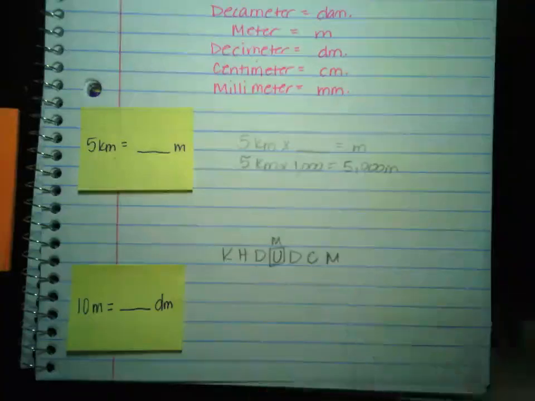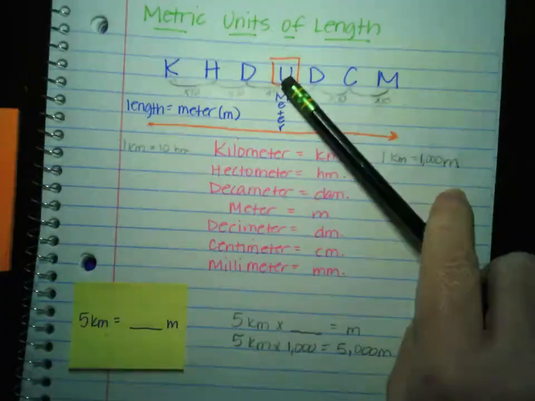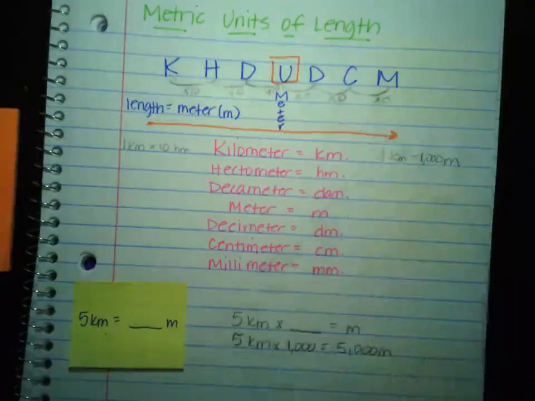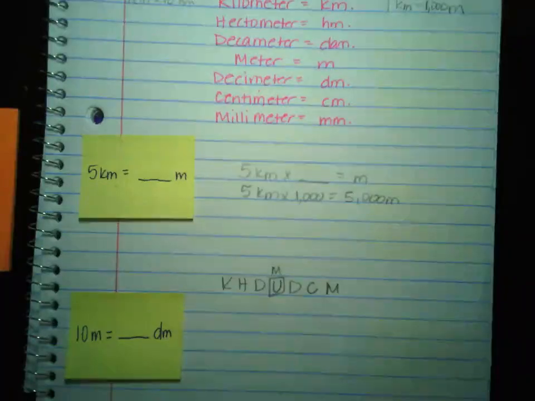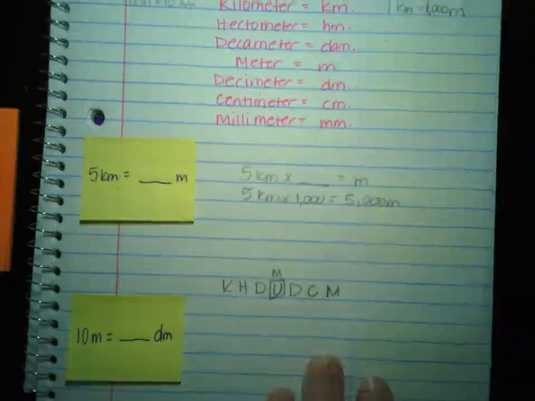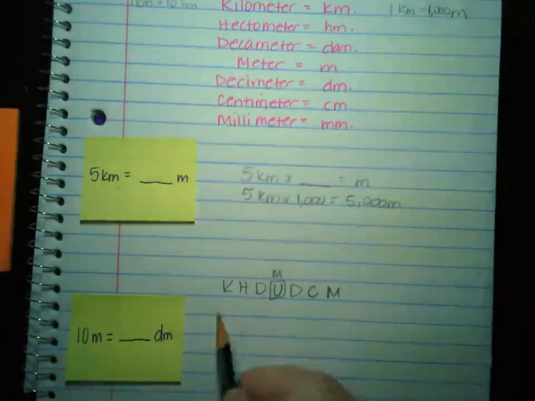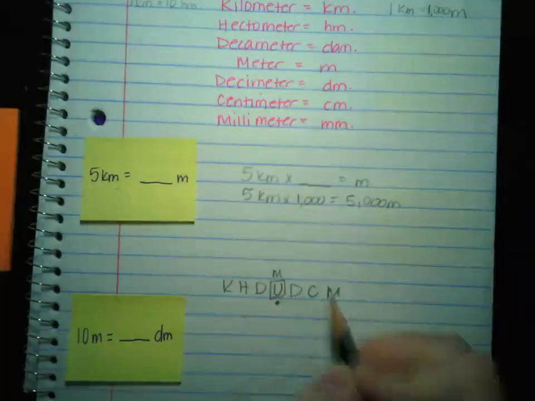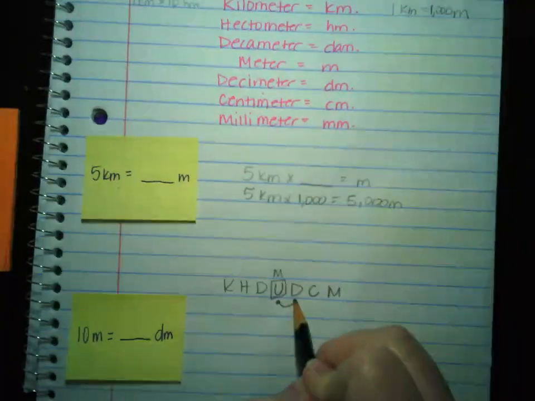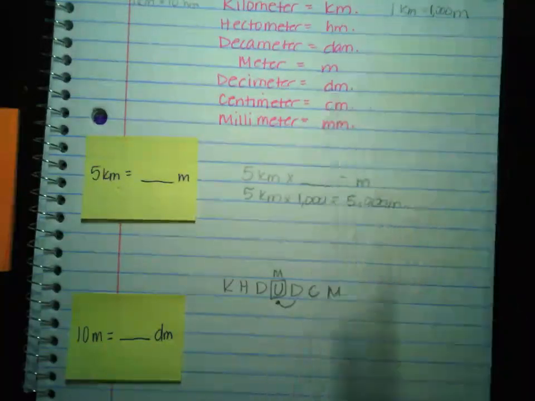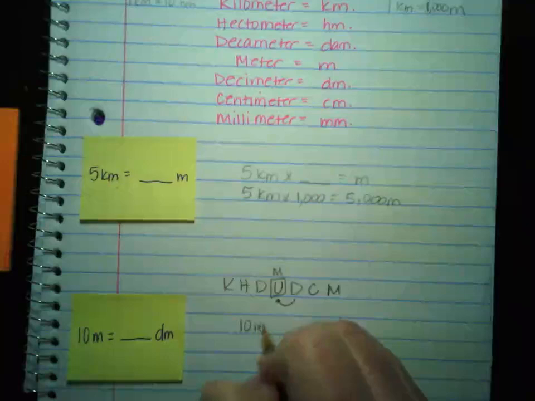Whenever you don't have this acronym on your paper, I encourage my students to write it down for every problem they solve, so you can actually move your pencil along the line to help you convert these measurements. Okay, so we are starting at meters and we're moving to decimeters, right? Because DM, decimeter.